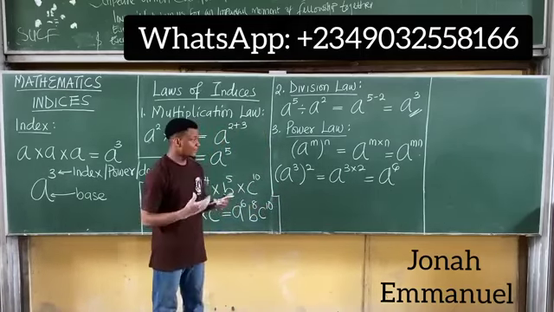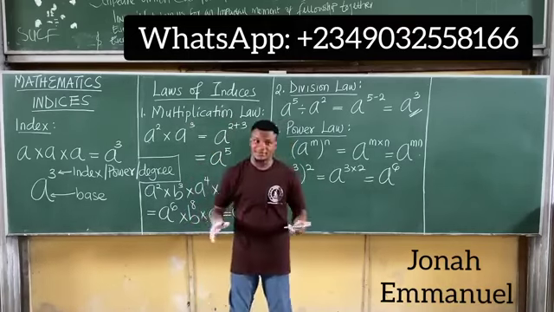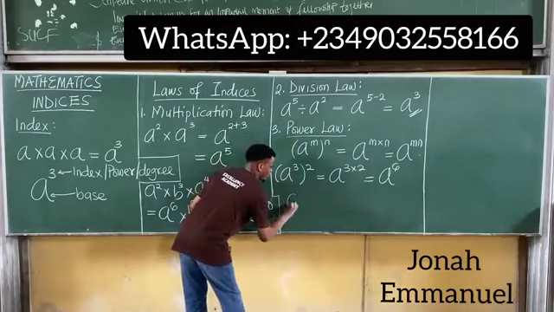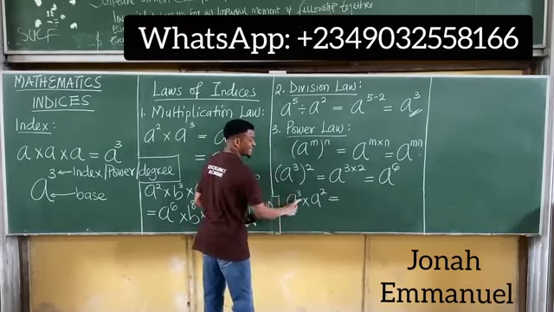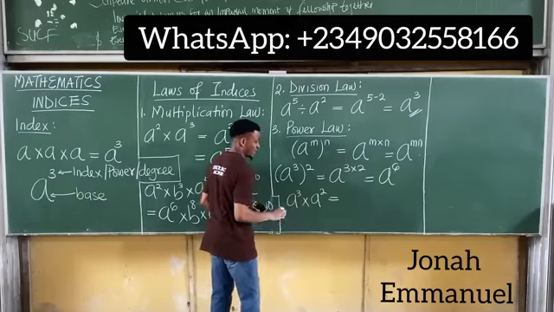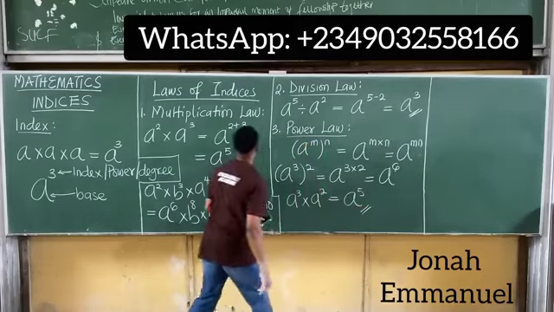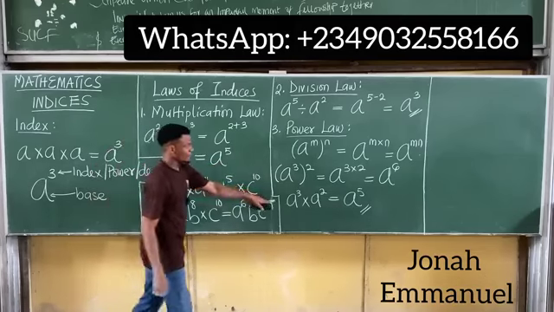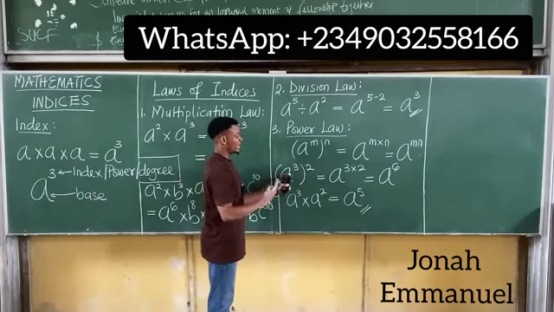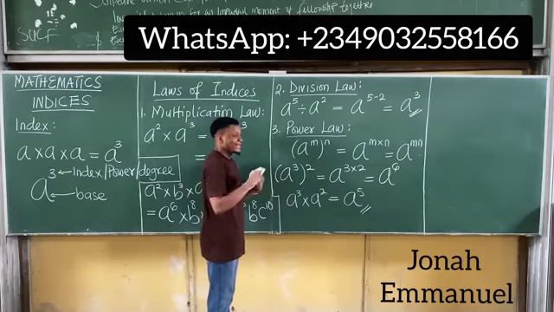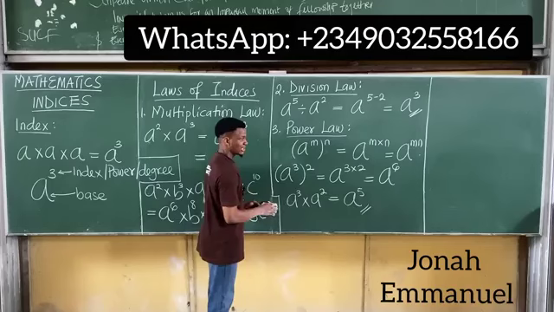Please do not confuse the power law with the multiplication law. They are two different things. For the multiplication law, if I have A to power 3 times A to power 2, we are adding the powers. So it becomes A to power 3 plus 2, which is 5, just as we said here. Please do not confuse this with the power law. For the power law, we're saying if you have A to power 3, that is multiplying itself by n number of times, I'll have this. Now, let me prove this a bit.